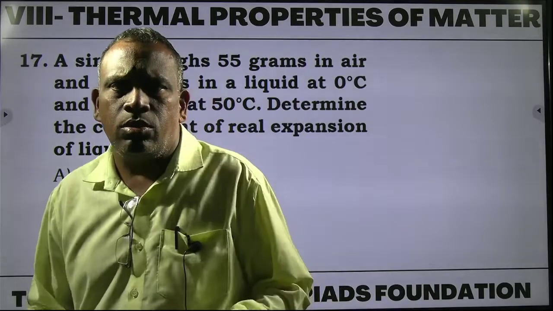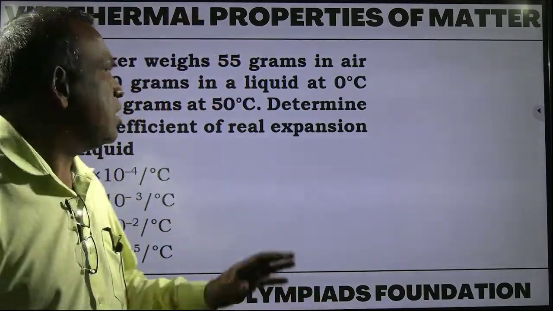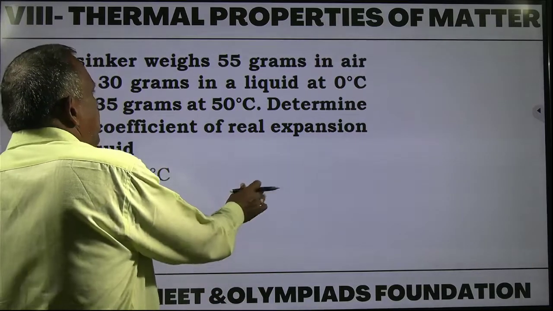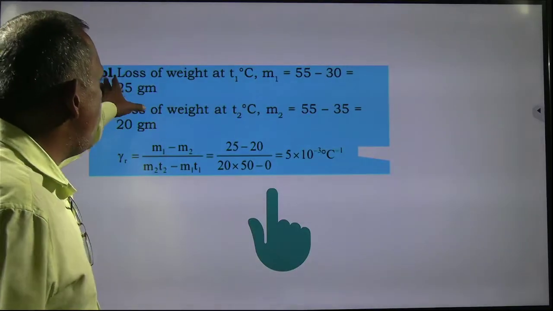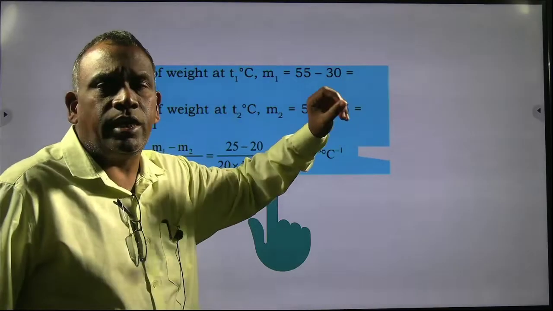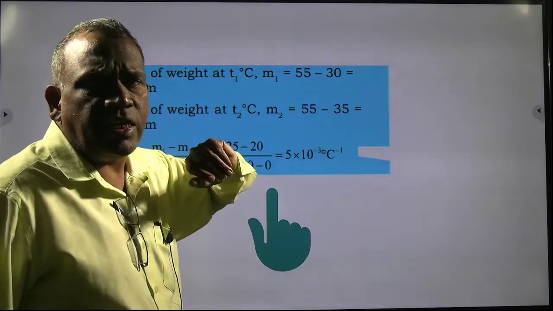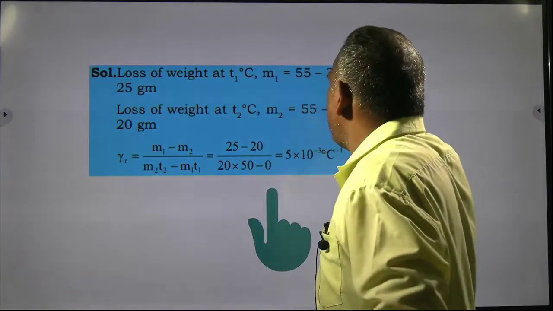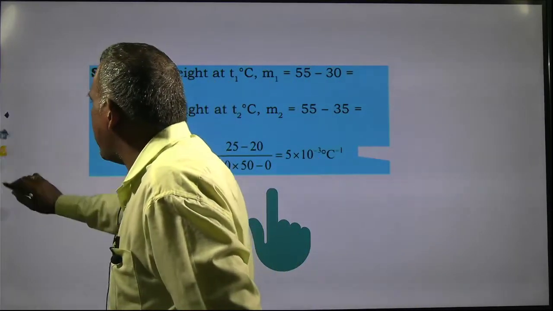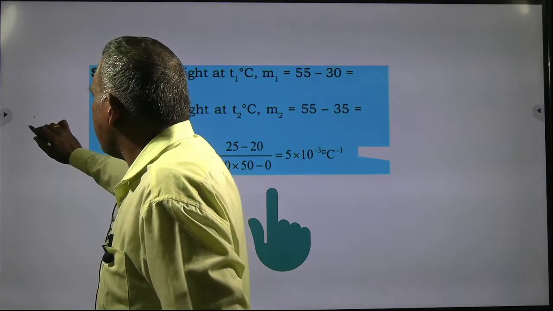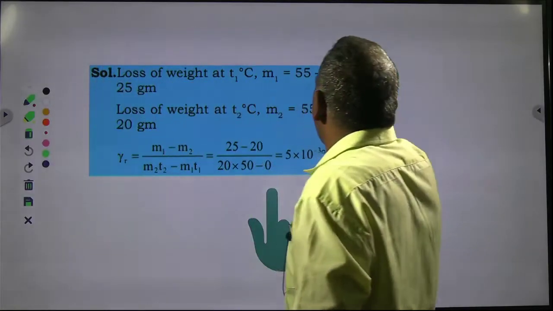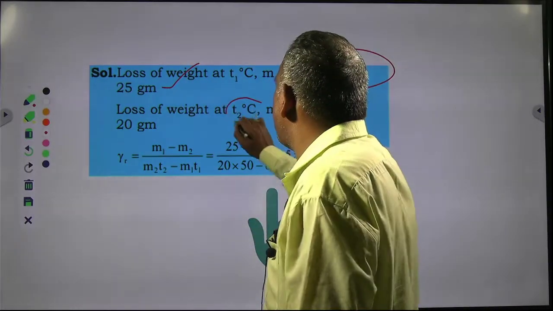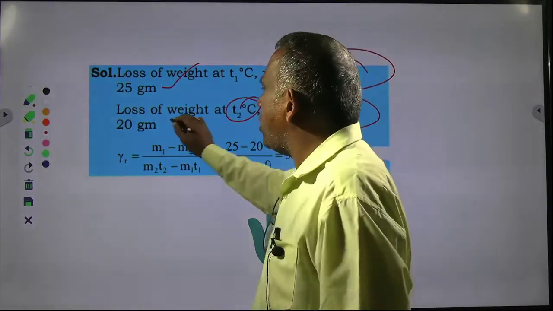This is also a problem where, when temperature changes, the weight of the body also changes. So how to find real expansion? Here the loss of weight should be found out. At a temperature of T1 degrees centigrade, the loss of weight is 55 minus 30, that is 25 grams, and the loss of weight at a temperature T2 is again 20 grams.